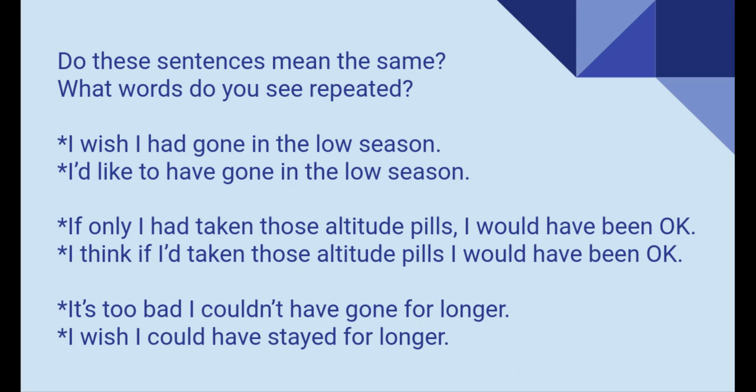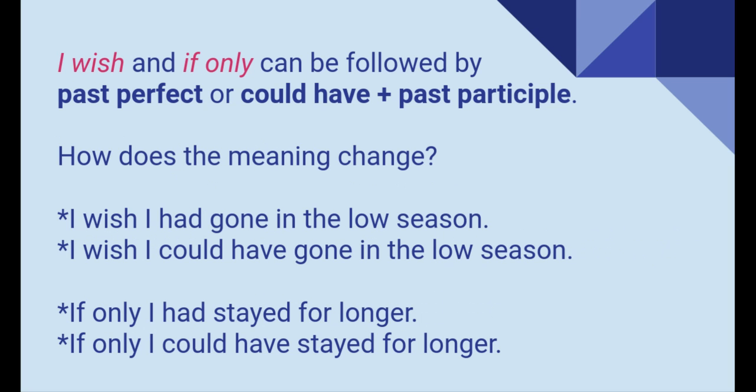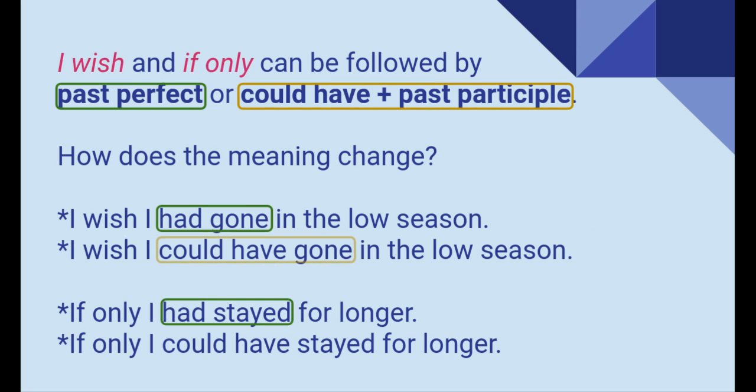Some of the words we're going to be using are I wish and if only. Let's take a look at the structure. If you notice here, all of the past perfect is in green and could have plus past participle is in yellow. Now, I wish and if only can be followed by either of them, past perfect or could have and past participle. But how does the meaning change? Please pause the video and think about this.